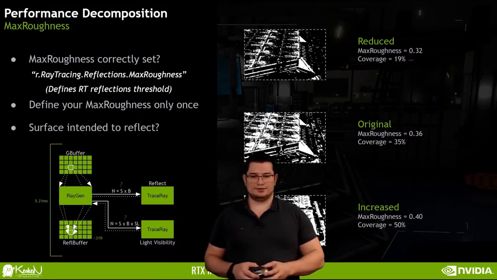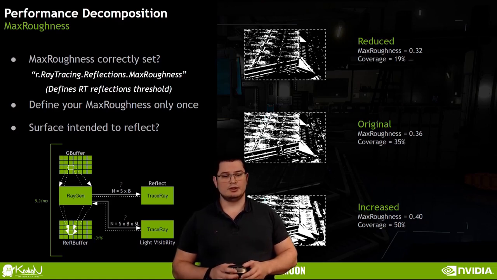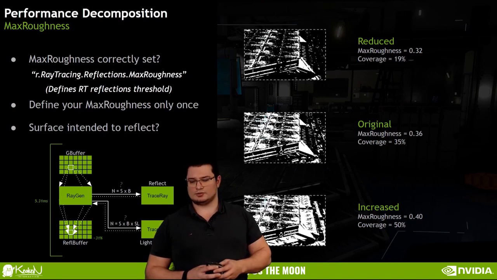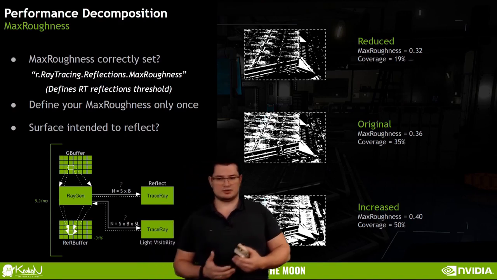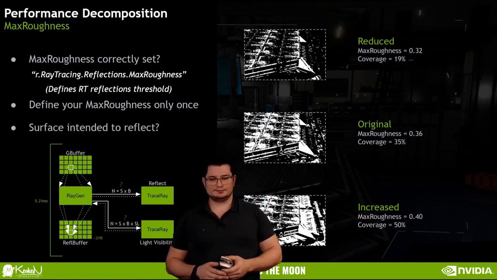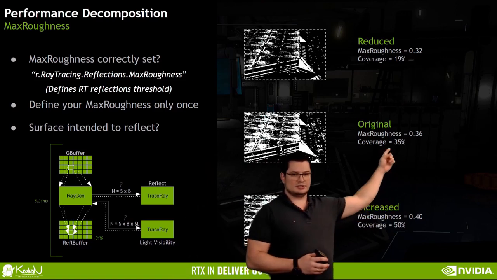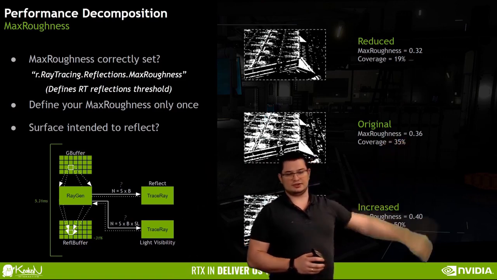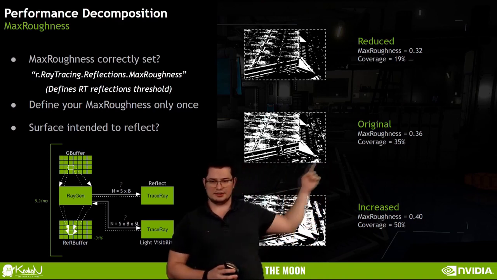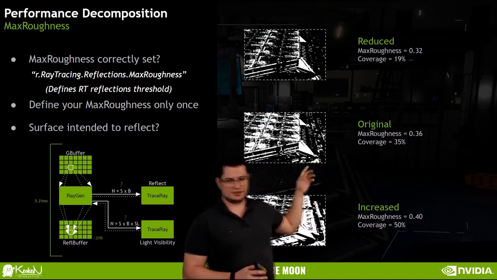So what determines this coverage of your screen? As Daniel already explained, this is caused by the definition of your max roughness and the output value of your evaluated material. The base value which is used in Deliver Us the Moon is 0.36, and in this case, only for this particular image, it's approximately 35%. Actually, it's a cutoff of an image. There's a bigger image.